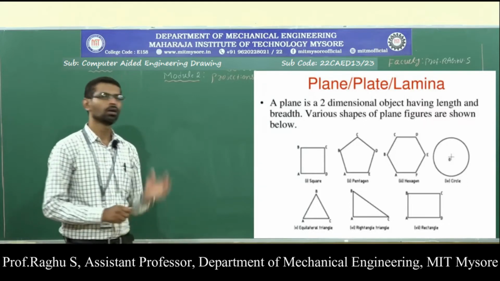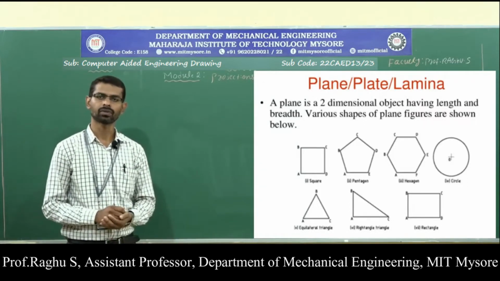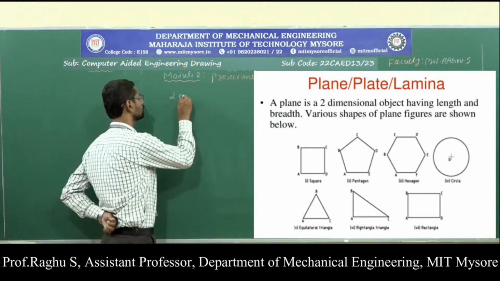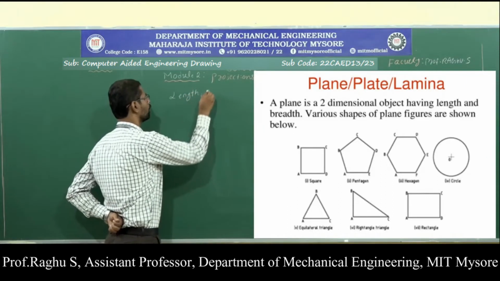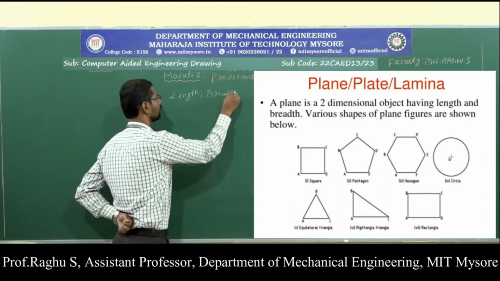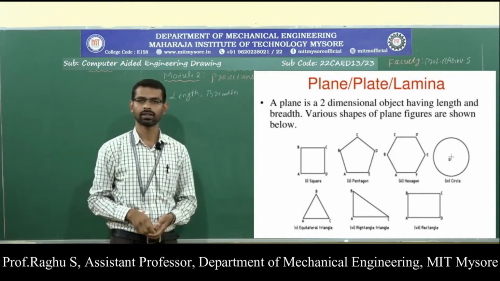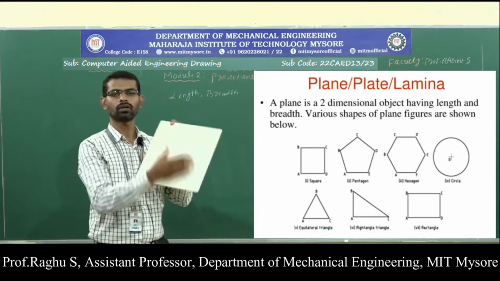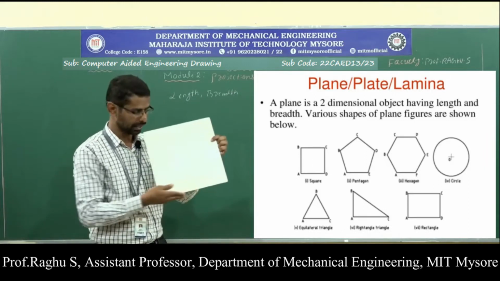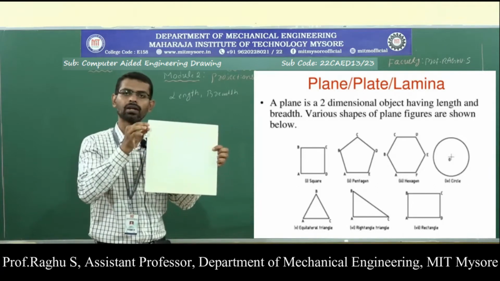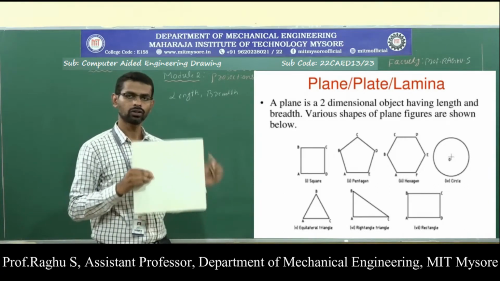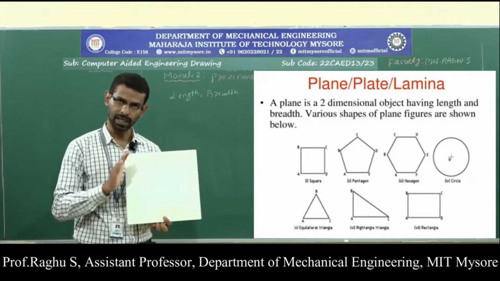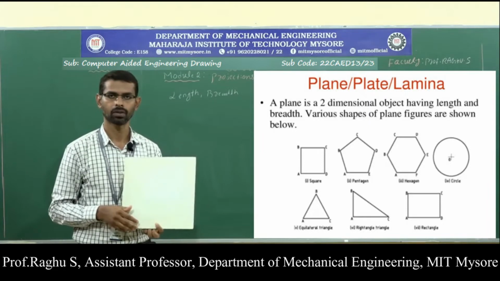So plane surface is defined as a two-dimensional surface having only length and breadth with negligible thickness. So it is called a plane surface. A plane surface is also called a plane or lamina.